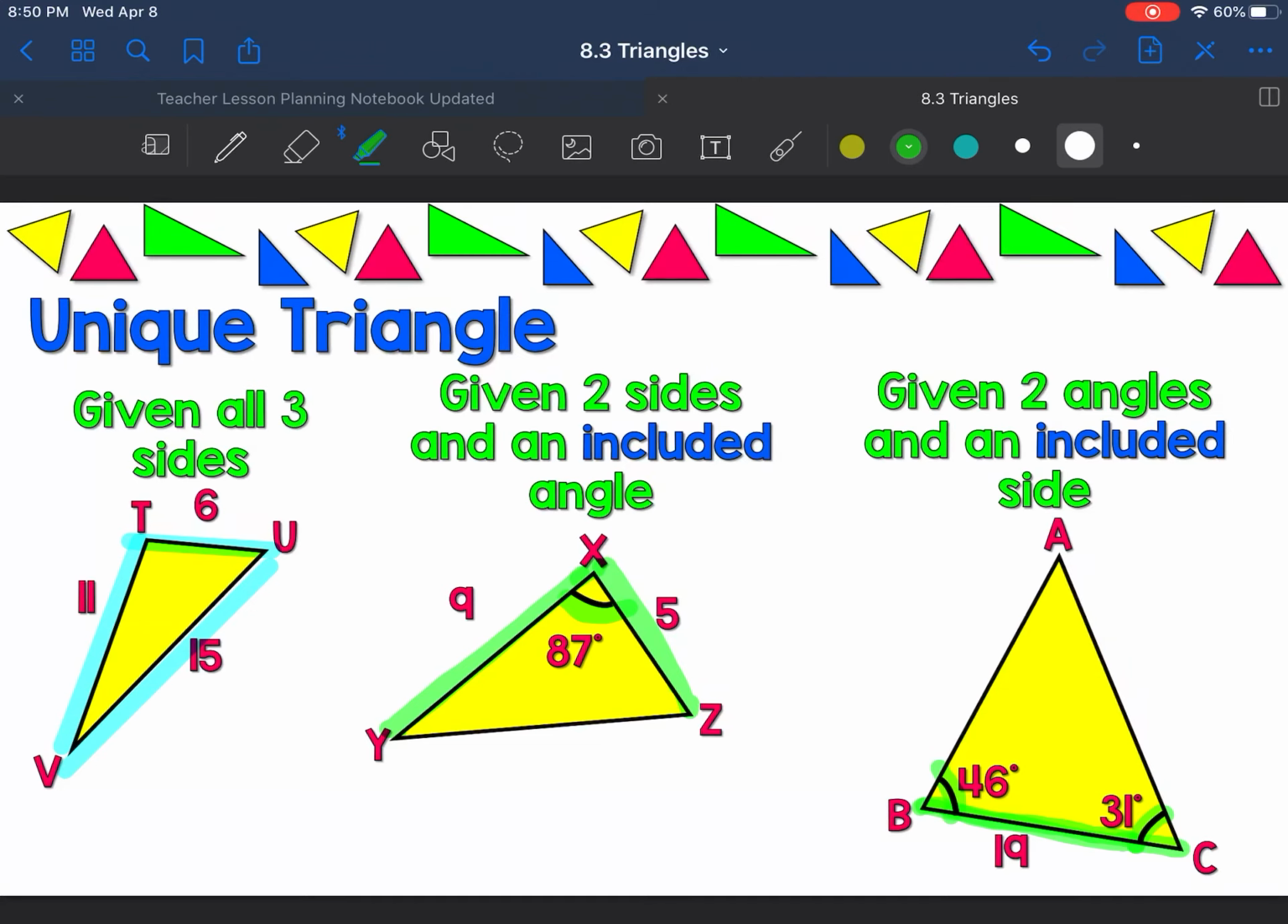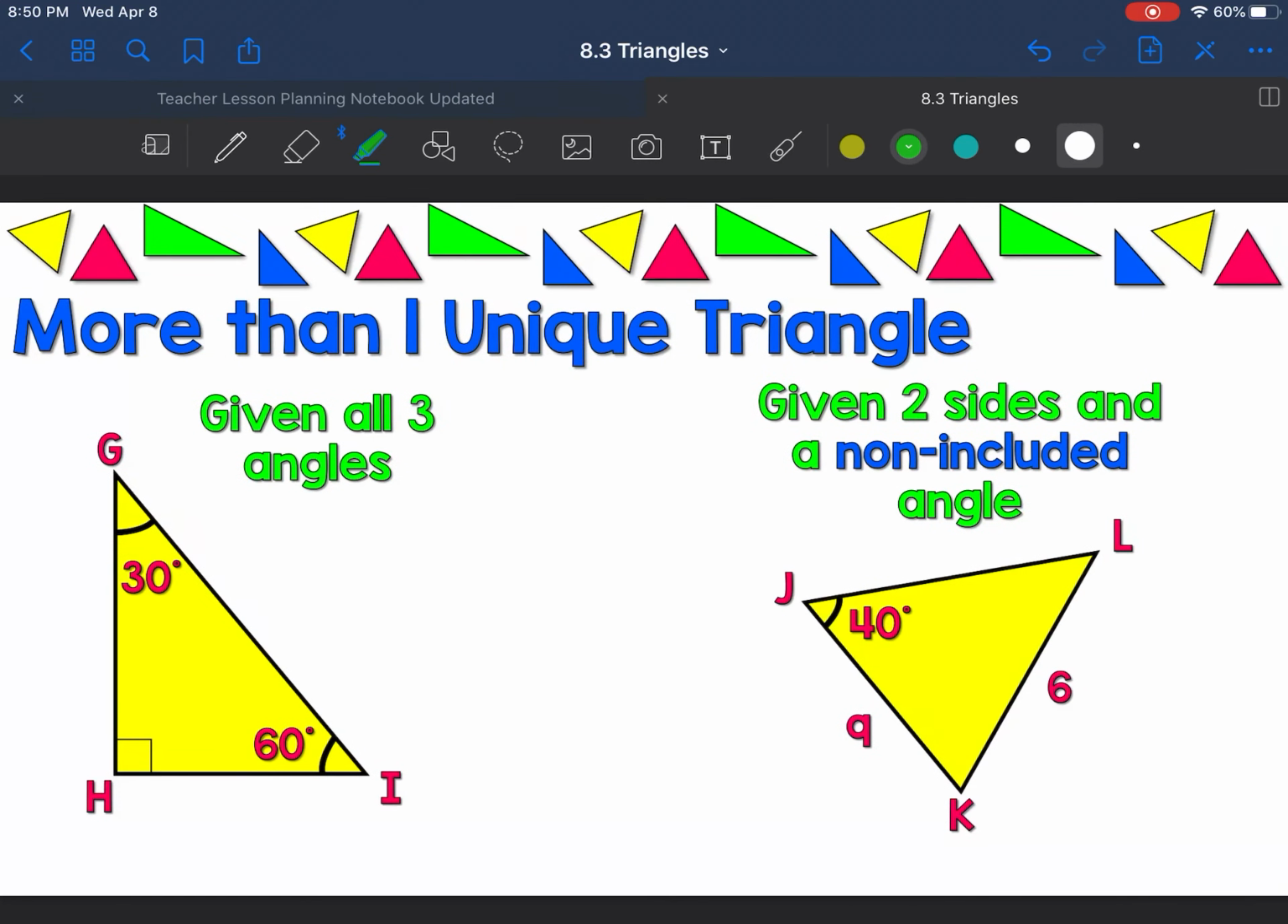They're unique. There's only one. It's like each and every one of you. There's only one of you. There's only one of these triangles.